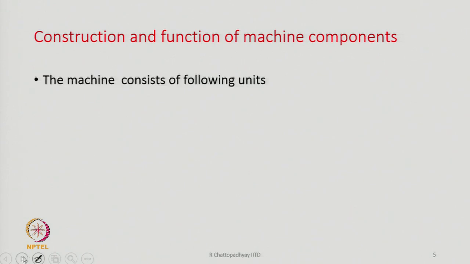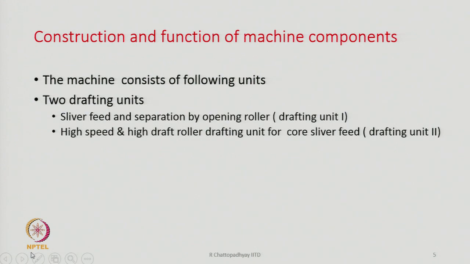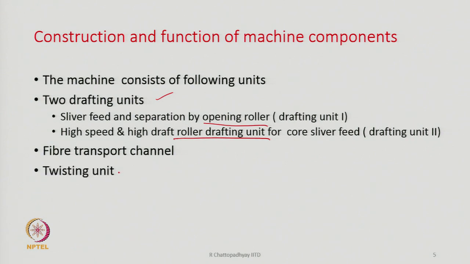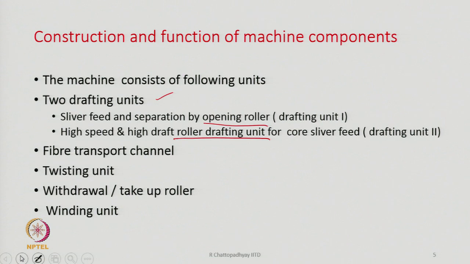Construction and functions of machine components. So, we have already seen what are the main machine components. One is the drafting units. There are two drafting units. One of them is drafting by opening rollers, and the other one is drafting by roller drafting units. Then the fiber transport channel, twisting unit, withdrawal or take-up rollers, and then the winding unit. So, these are the basic components of the machine.